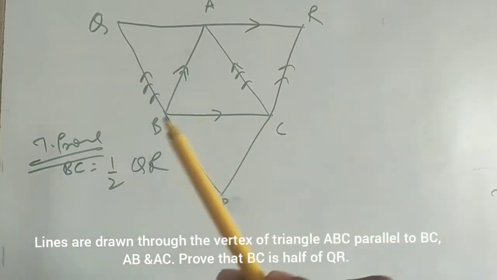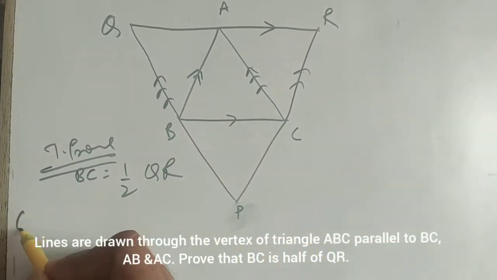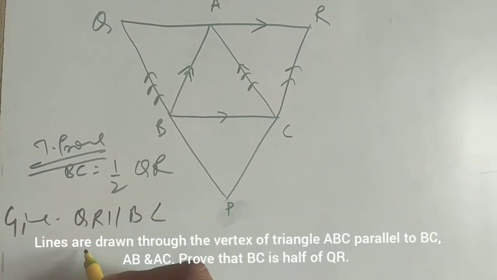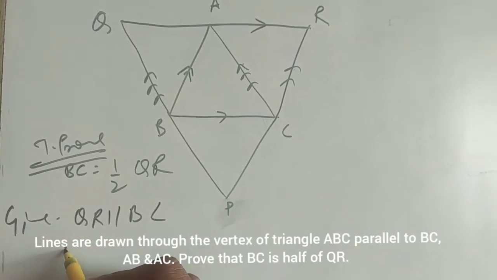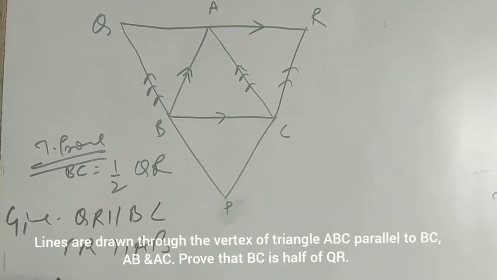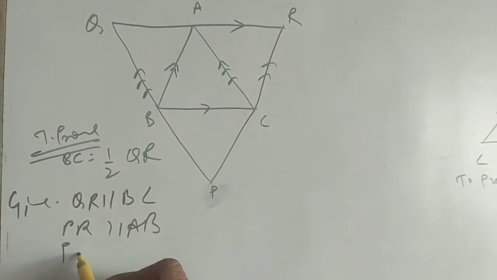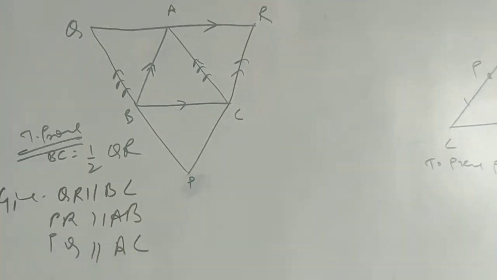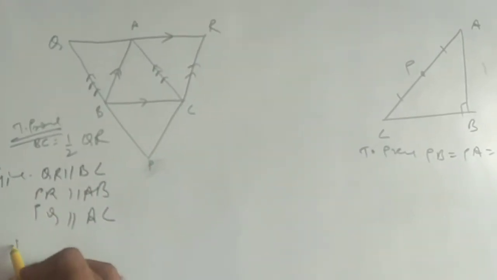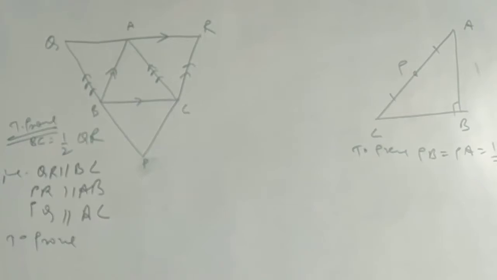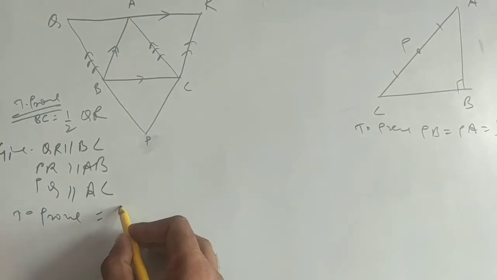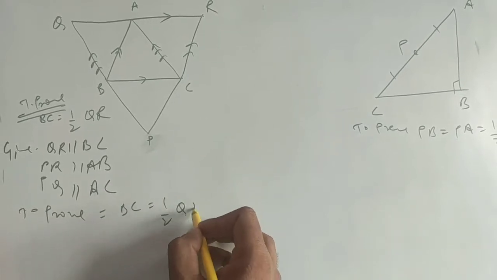It means QR is parallel to BC. It means, given, QR parallel BC and PR parallel AB and PQ parallel AC. These three things are given and we need to prove that BC is half of QR.